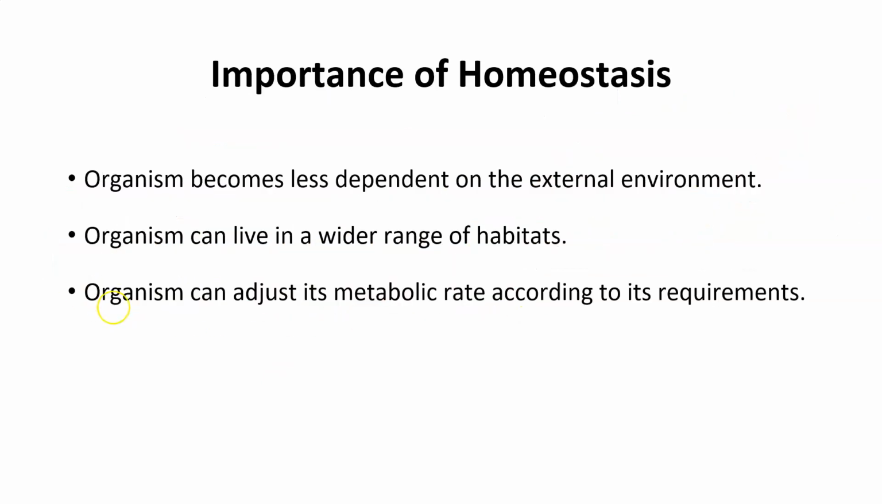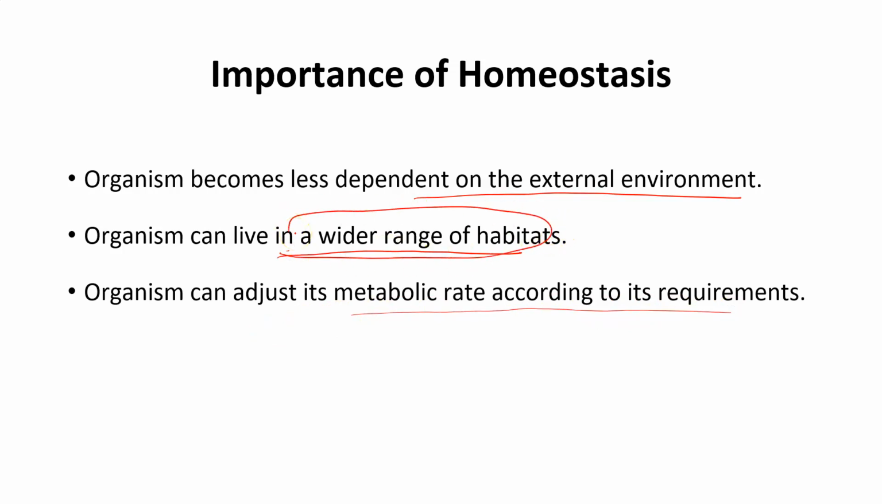Okay, so importance of homeostasis. Organism becomes less dependent on the external environment. Organism can live in a wider range of habitats, and organism can adjust its metabolic rate according to its requirement. Okay, so this is really important.